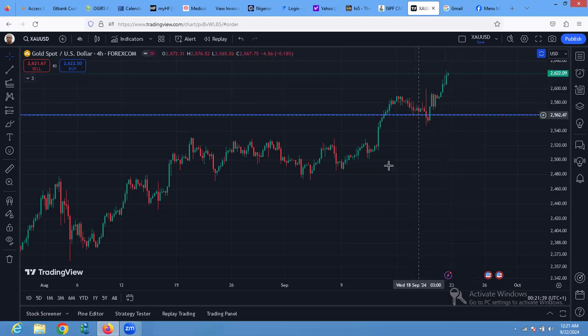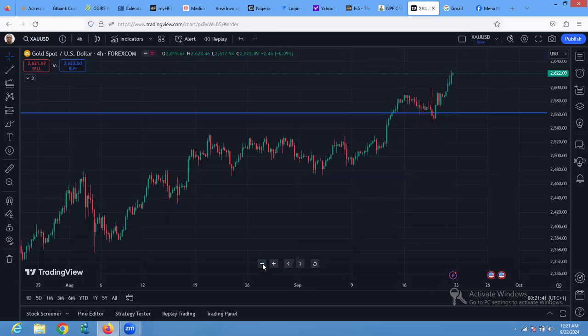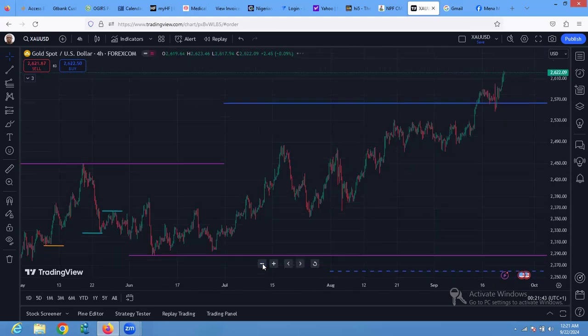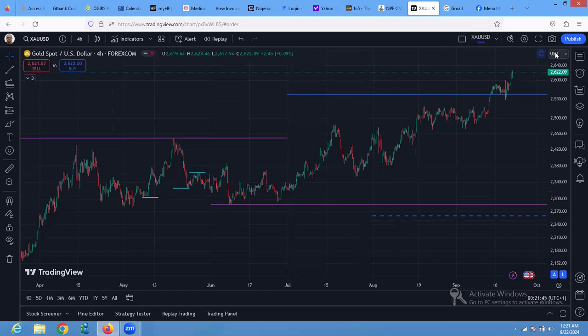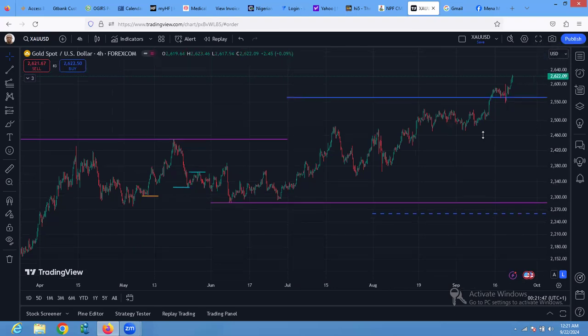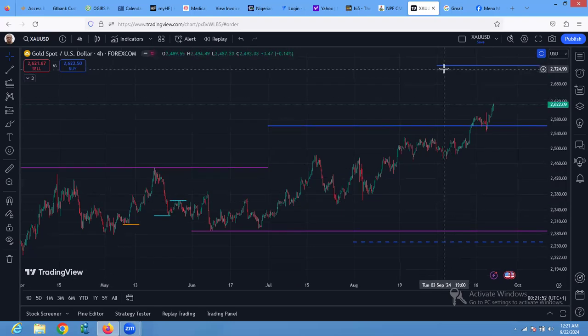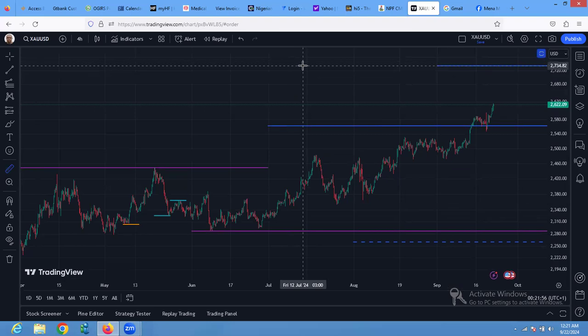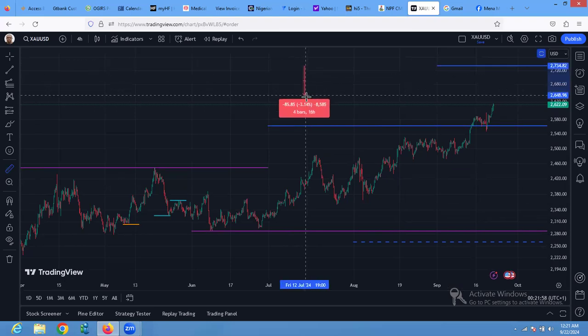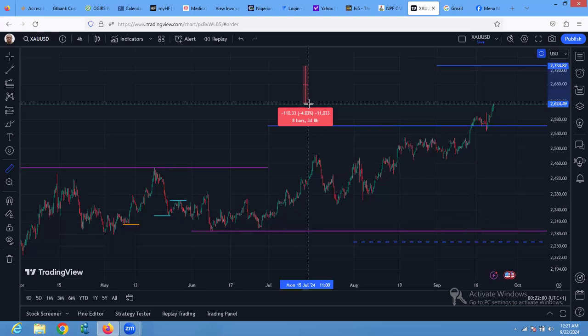And this will not rest for now until it climbs up another, how many pips? Because I believe this area is the next destination. That's huge. That's over 1,000 pips to get to this point. It won't rest until it gets there.